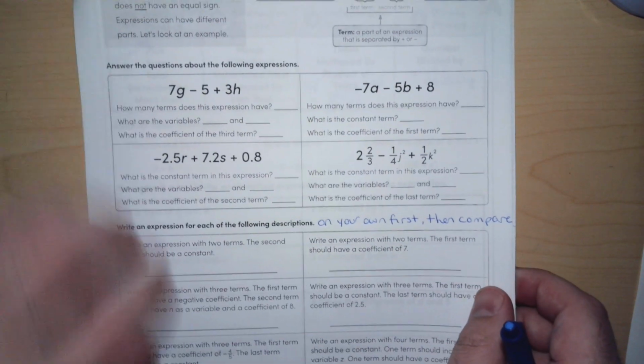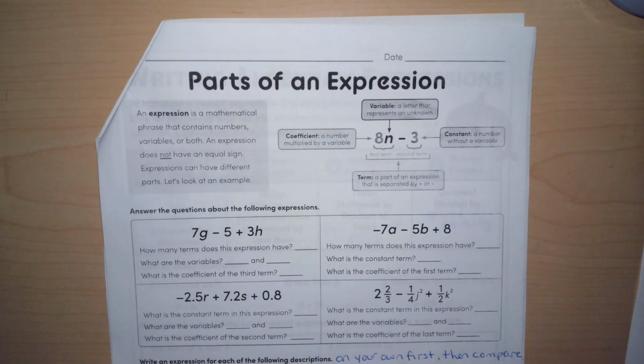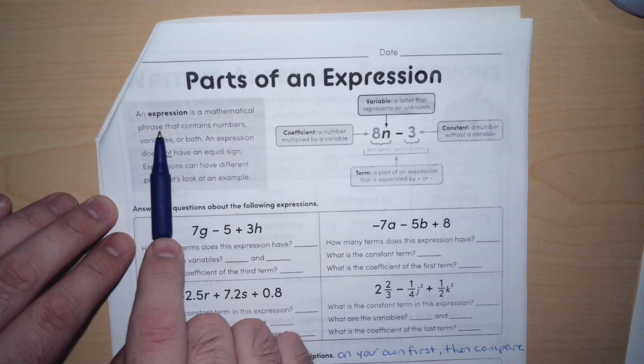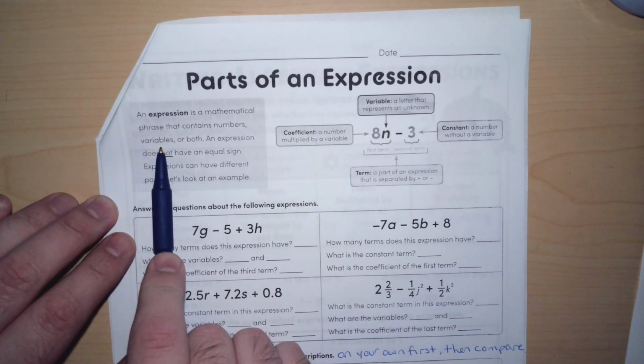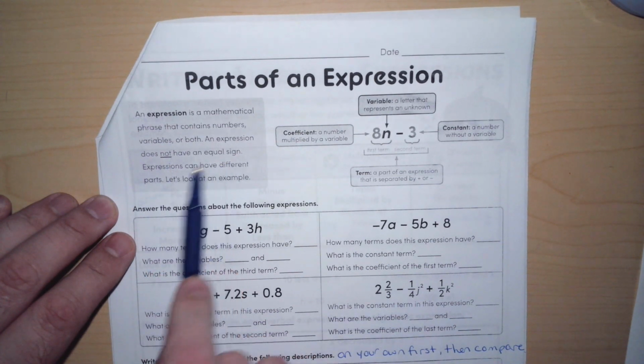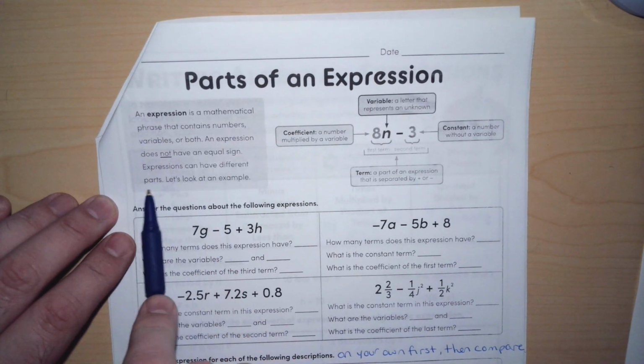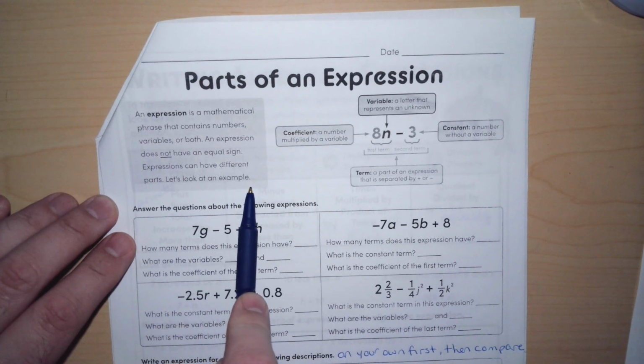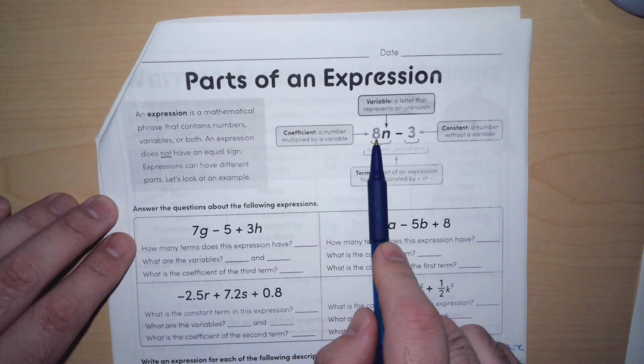Expressions have many different parts, so you can turn the page back over, and we're going to learn about the different parts of an expression. So it says an expression is a mathematical phrase that contains numbers, variables, or both. An expression does not have an equal sign. Expressions can have different parts. Let's look at an example. This is an example of an expression, 8n minus 3.